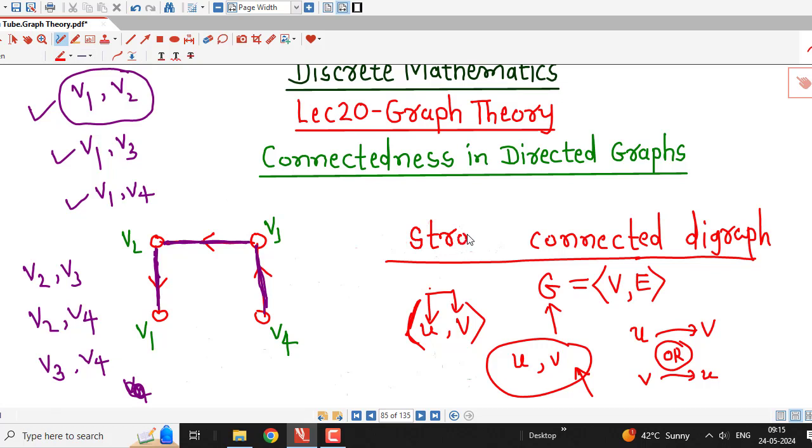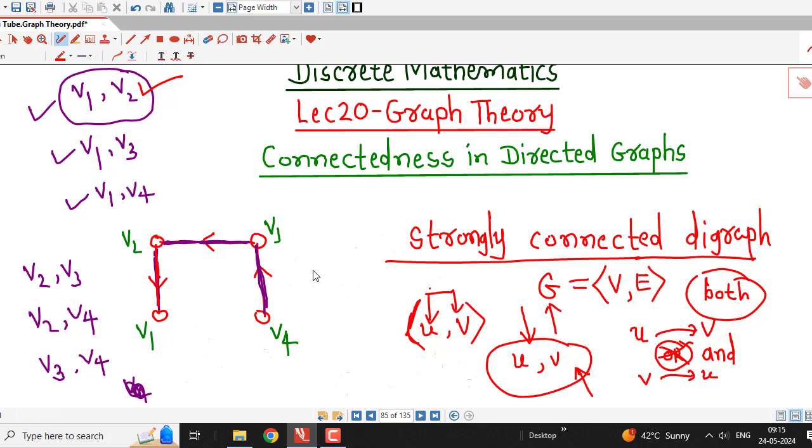What is the meaning of strongly connected directed graph? Here it is required that if we take any pair of nodes, then there is a path from U to V and there is a path from V to U. That means for any pair of nodes, both nodes are reachable from one another. So if we check this pair V1 and V2, we have seen that V1 is reachable from V2, but V2 is not reachable from V1. Therefore, this graph is not a strongly connected directed graph.